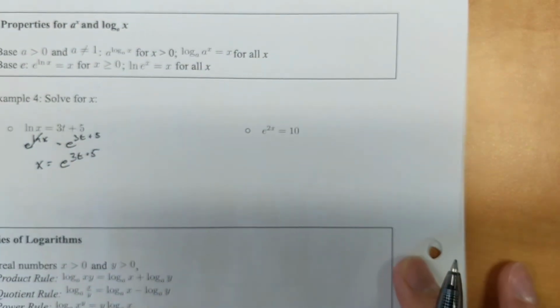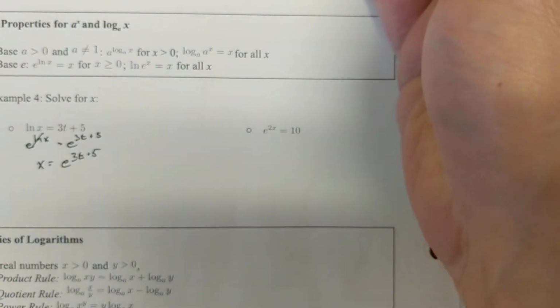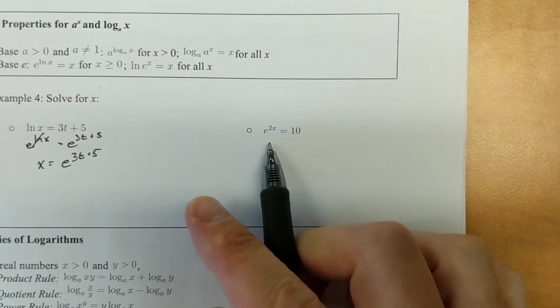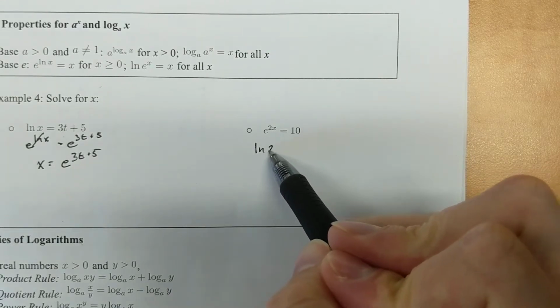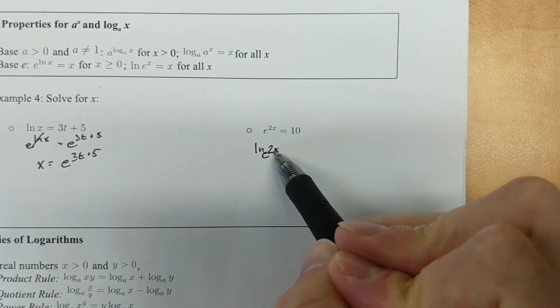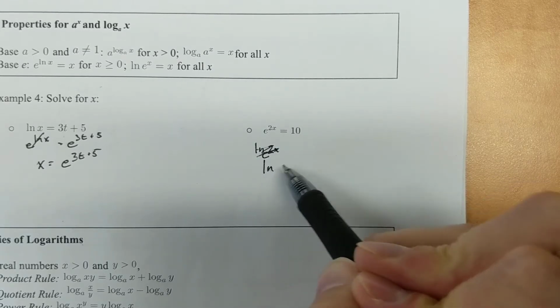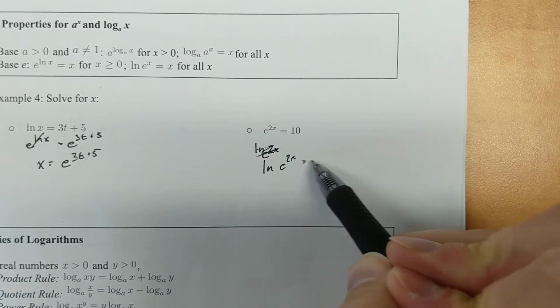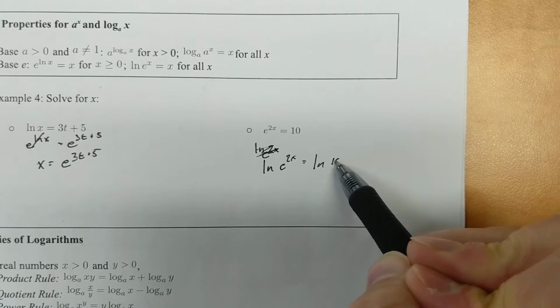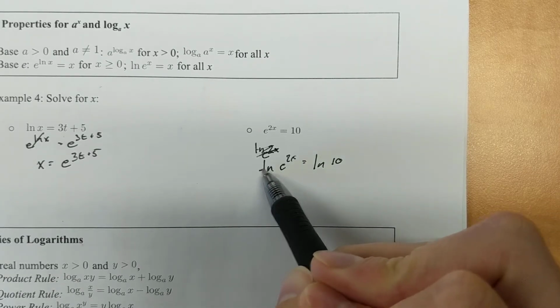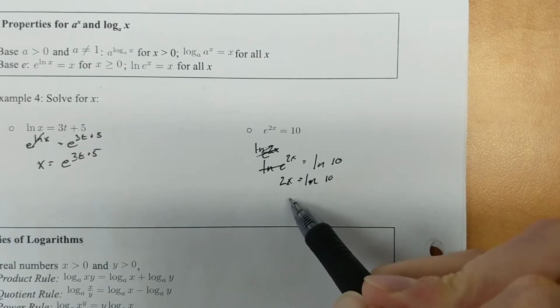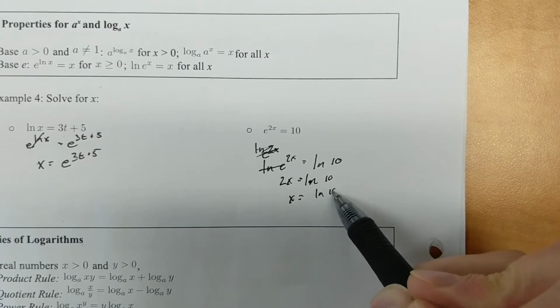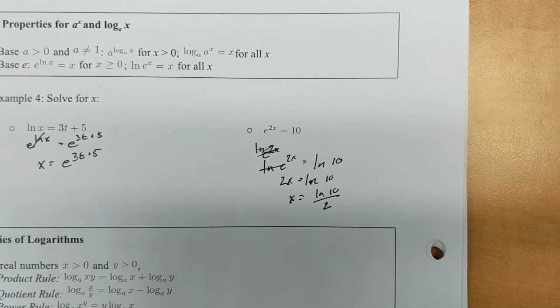Okay, so over here, to get rid of the e, I need to take the natural log. So it's going to be ln of e to the 2x is equal to the natural log of 10. Once again, ln and e cancel out, so you have 2x is equal to ln 10, and then divide both sides by 2. So x equals ln 10 over 2.